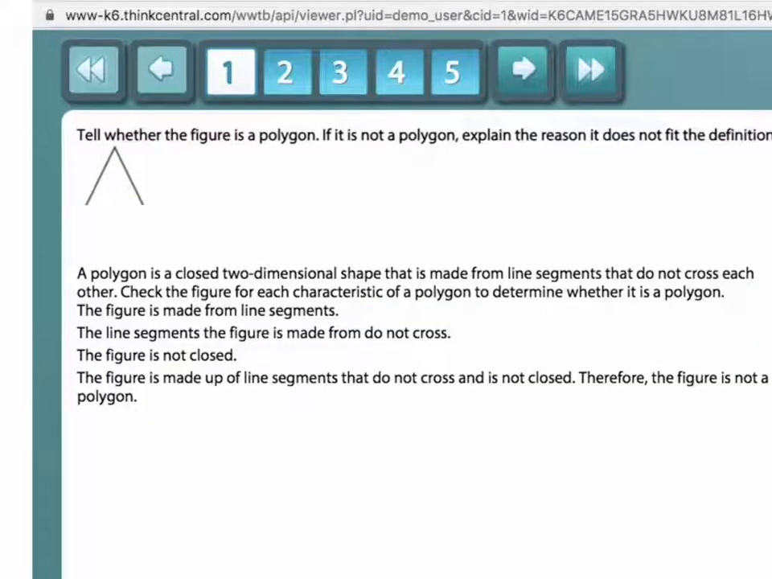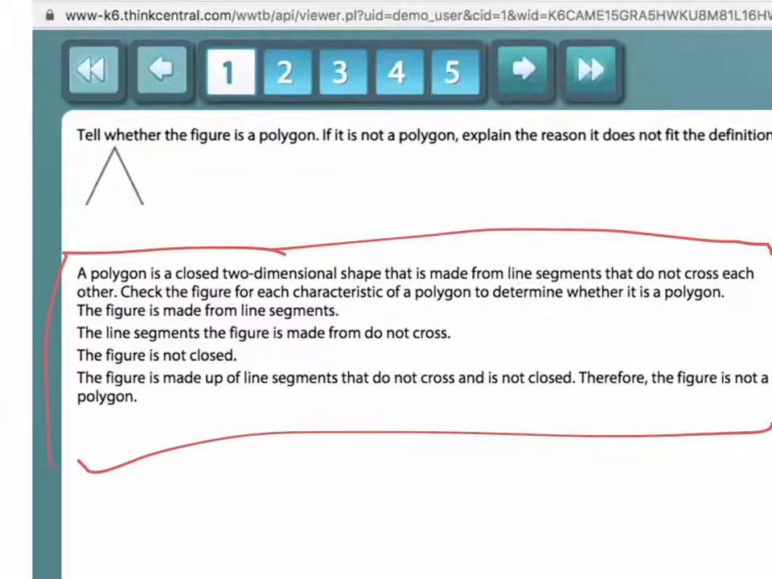So here's the Think Central answer to that question. A polygon is a closed two-dimensional shape. Go ahead and read this here and study it, and that gives you the reasoning behind what they're talking about.